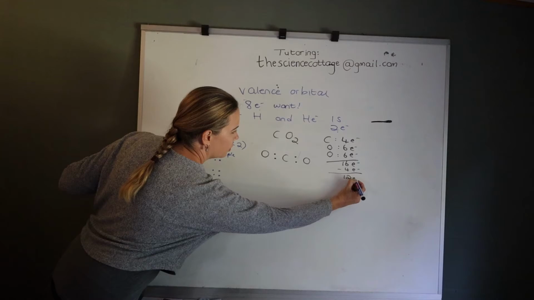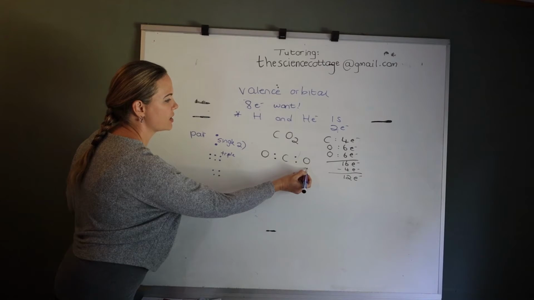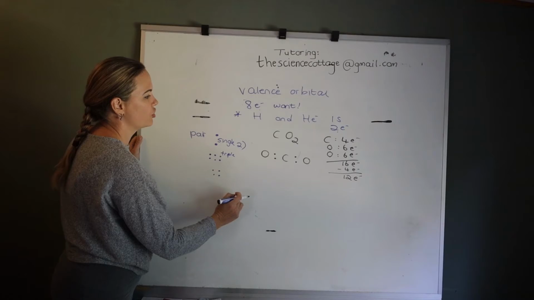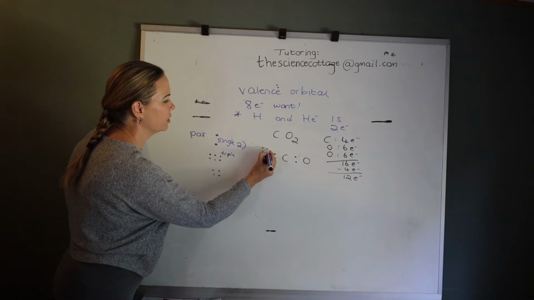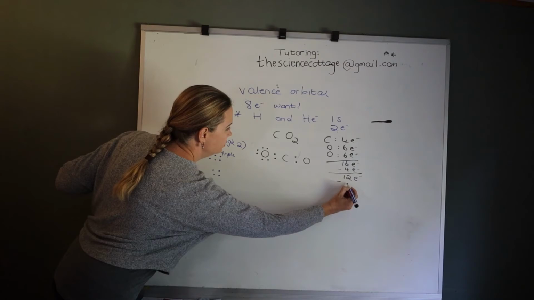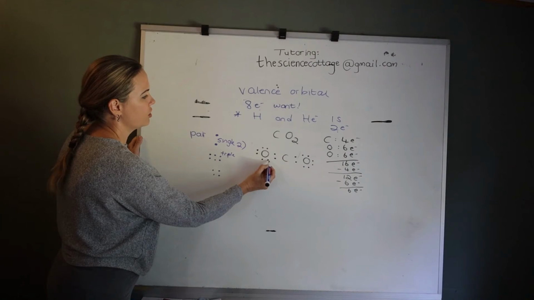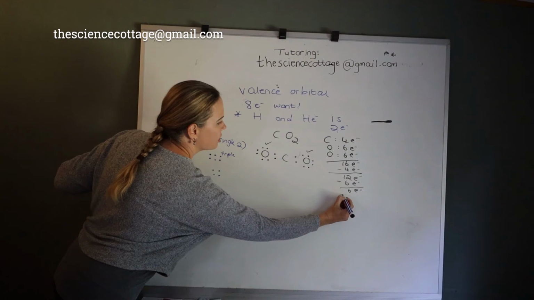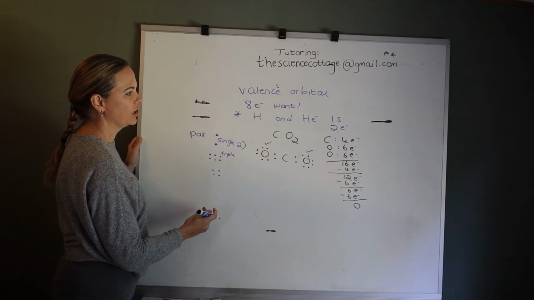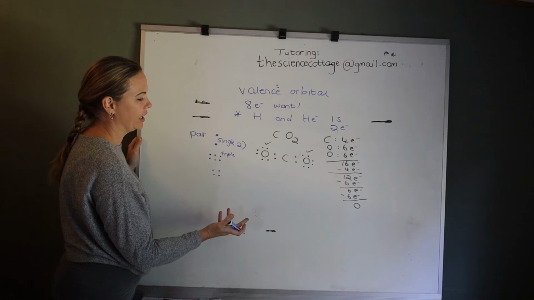Arrange those 12 electrons around the terminal atoms, the ones with the highest electronegativity that attract the electrons very strongly. 1, 2, 3, 4, 5, 6. Oxygen now has 8 electrons. That oxygen has 8 electrons in the valence orbital. If you used up all of the available electrons, we can't just put extra electrons around the carbon because you're not allowed to add any electrons. There aren't any more valence electrons available.